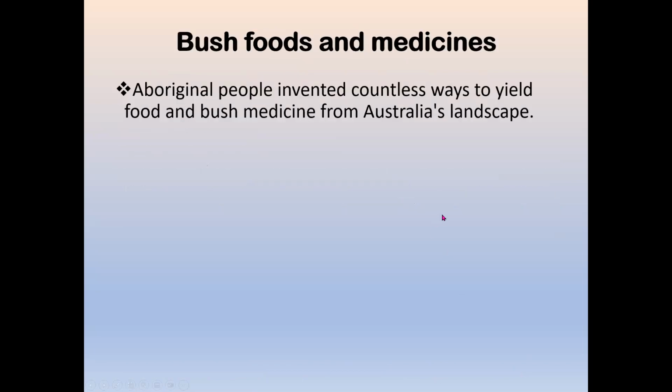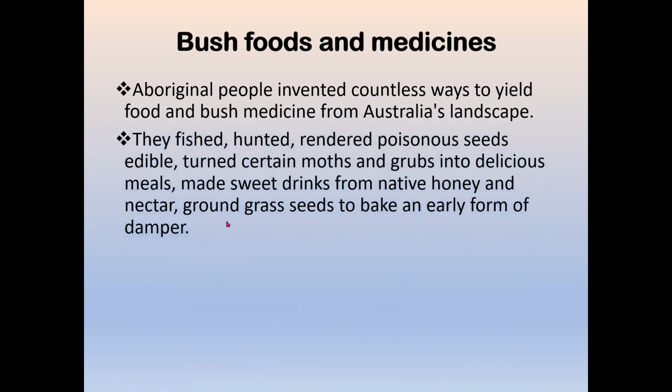The foods and the medicines they used were just amazing. They had medicine for everything. Everything that we have, they had in their version and it worked. So they fished, hunted. There were certain seeds that they wanted, but they were poisonous. So they put them into flowing water in a basket. So the water flowed through the basket and took whatever the toxin was with it.